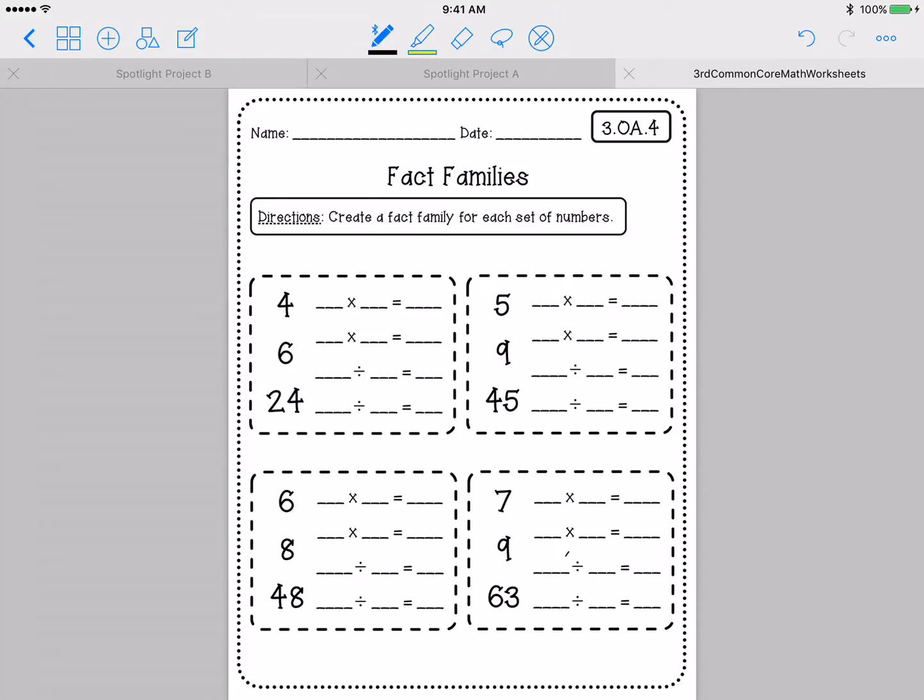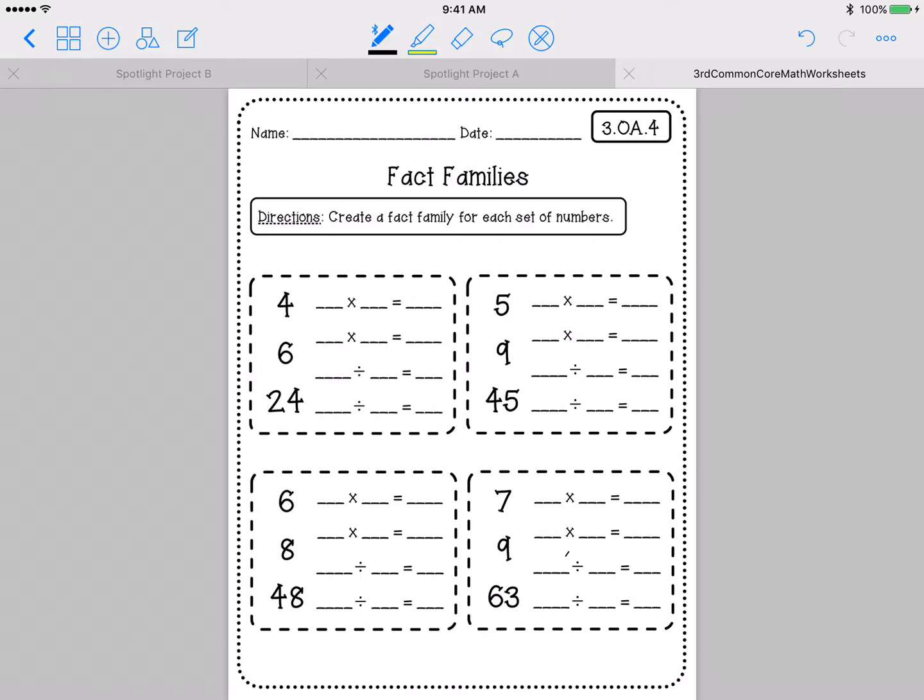Hi friends, we are working on our fact families today. So remember, the fact family is where, for multiplication and division, you're going to have multiplication, something times something equals something. Then you're going to do the turnaround fact, and then you're going to do division, where we take the total number of objects, so the biggest number, divided by our smaller numbers to get the quotient, and we're going to do the related fact of that.